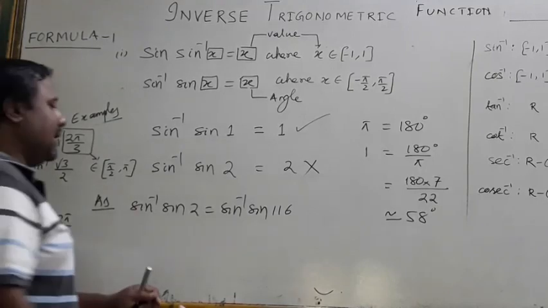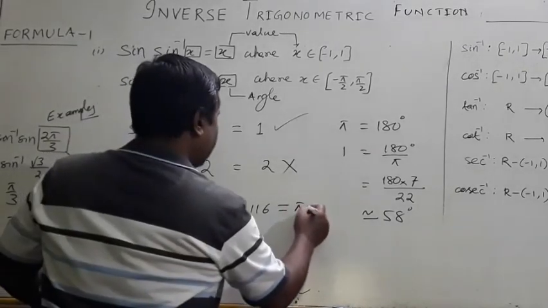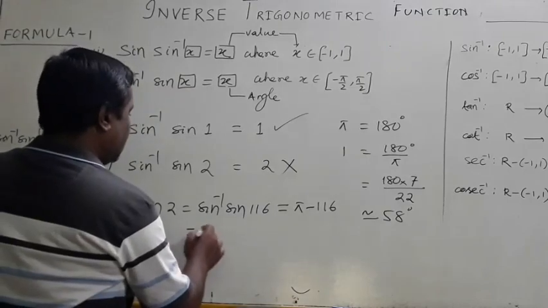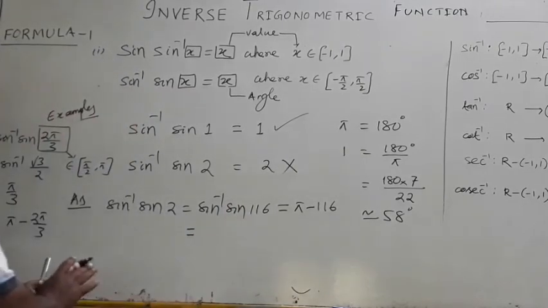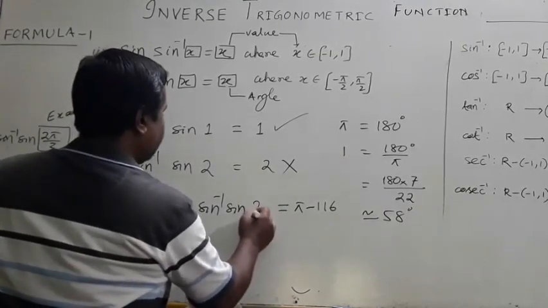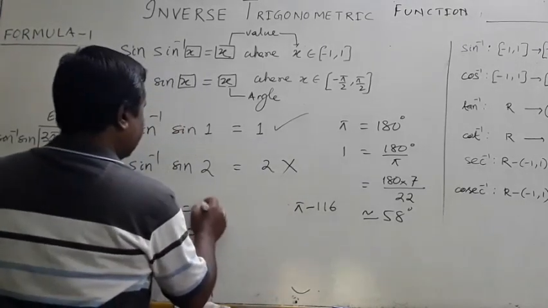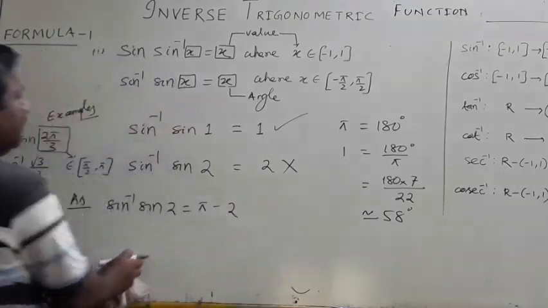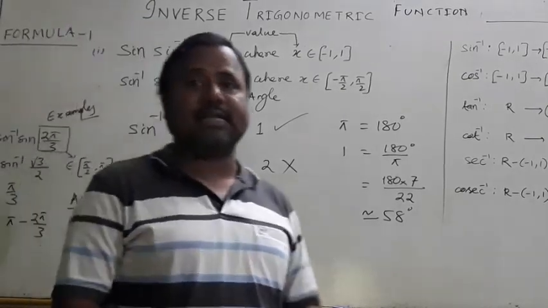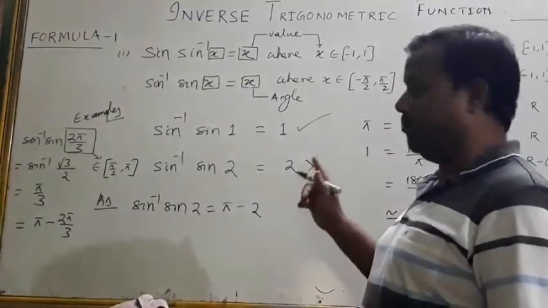Similarly, here the answer is pi minus 160 degree, that is, you have to take 2, not 16 degree. So sine inverse sine 2 is pi minus 2. You have to remember, it is very, very important. Look at this example repeatedly. I am telling you, this is a very, very important example for your board examinations.